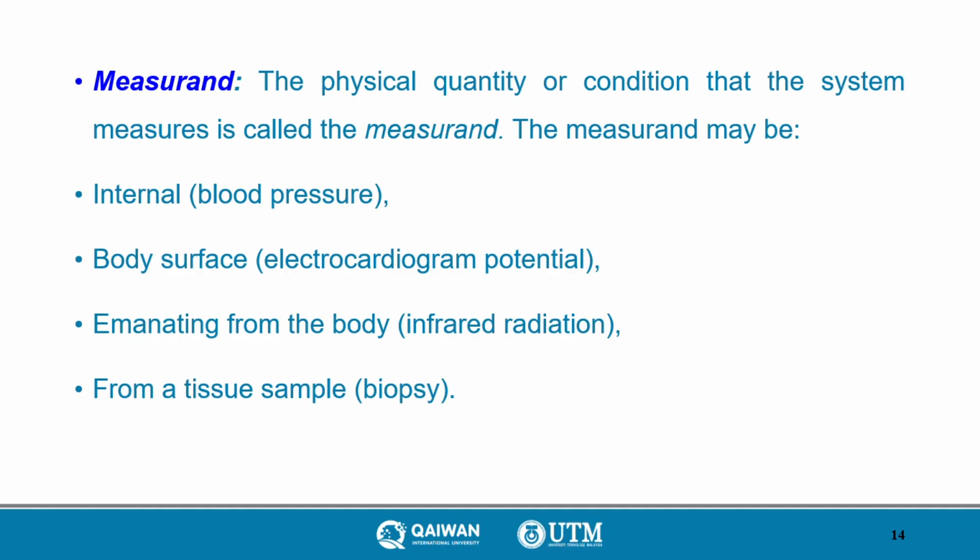So what is the measurement? The physical quantity or condition that the system measures is called the measurement. The measurement may be internal, like blood pressure, or on the body surface, like the electrocardiogram potential, ECG, measured on the body surface, or emanating from the body, like infrared radiation in the case of body temperature measurement, or from a tissue sample, like a biopsy in a lab.